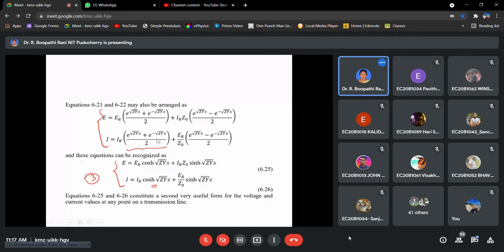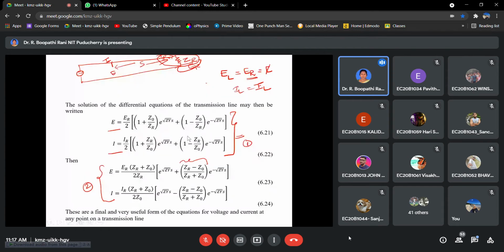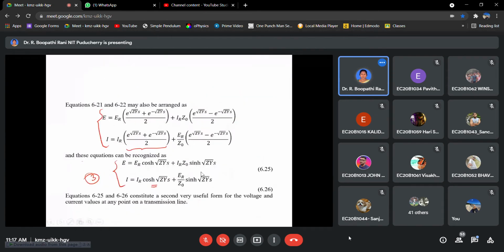Now we are going to take equations 25 and 26 and find the ratio, because we want to find the sending end impedance. The sending end impedance will be the ratio between sending end voltage and sending end current, so ES divided by IS. Those can be found using equations 25 and 26. See, if this is the E and this is the I expression.